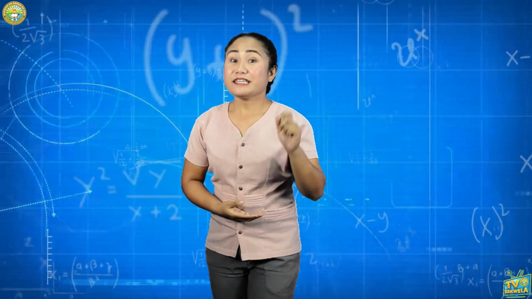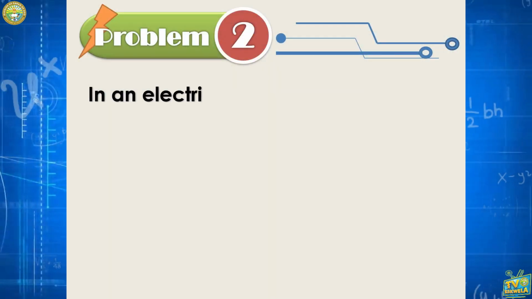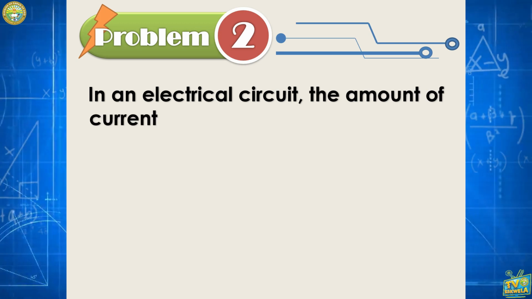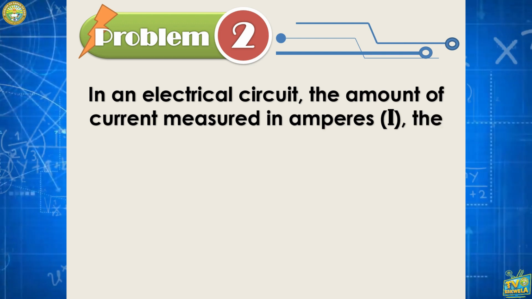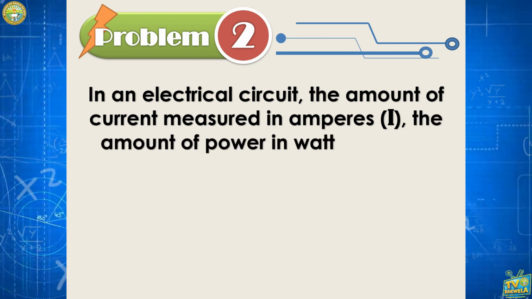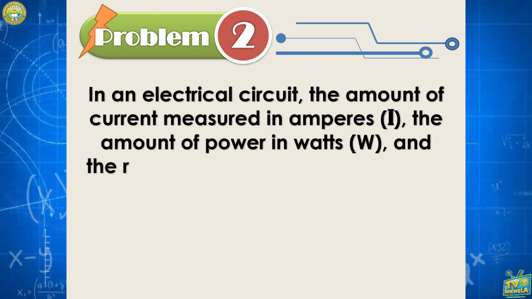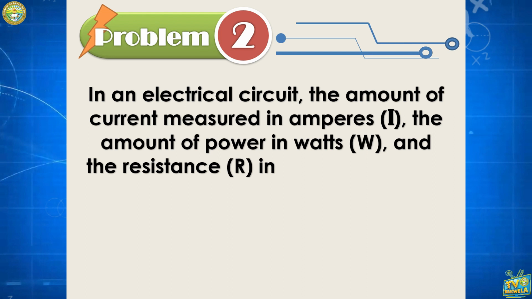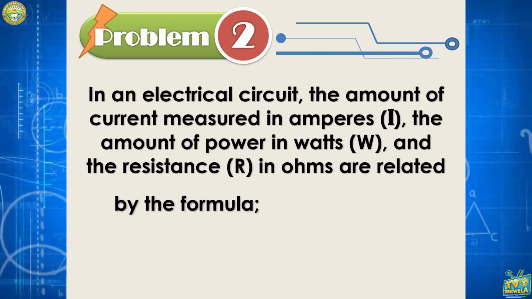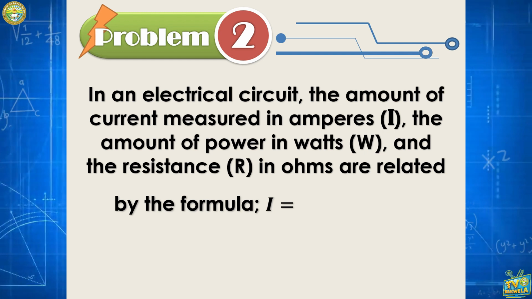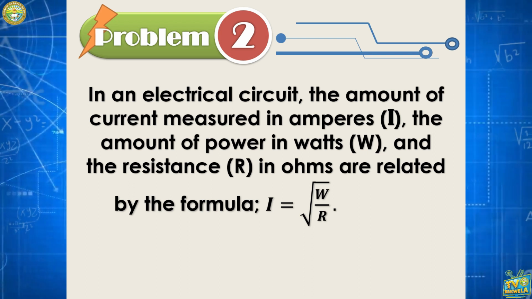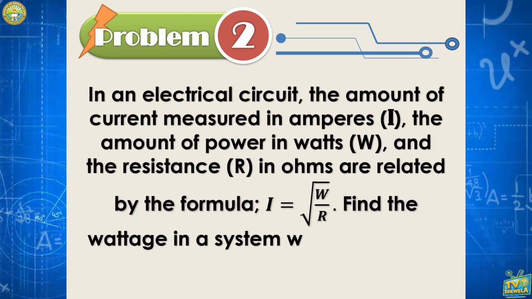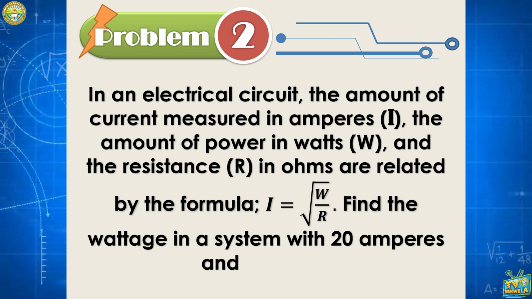Easy, right? Let's practice more. Problem number 2. In an electrical circuit, the amount of current measured in amperes, or I, the amount of power in watts, or W, and the resistance, or R, in ohms are related by the formula I equals square root of W over R. Find the wattage in a system with 20 amperes and 12 ohms.